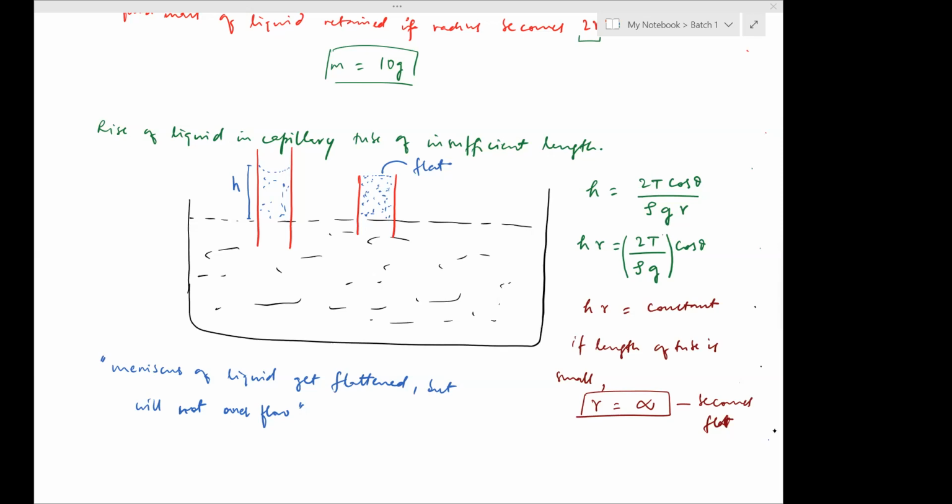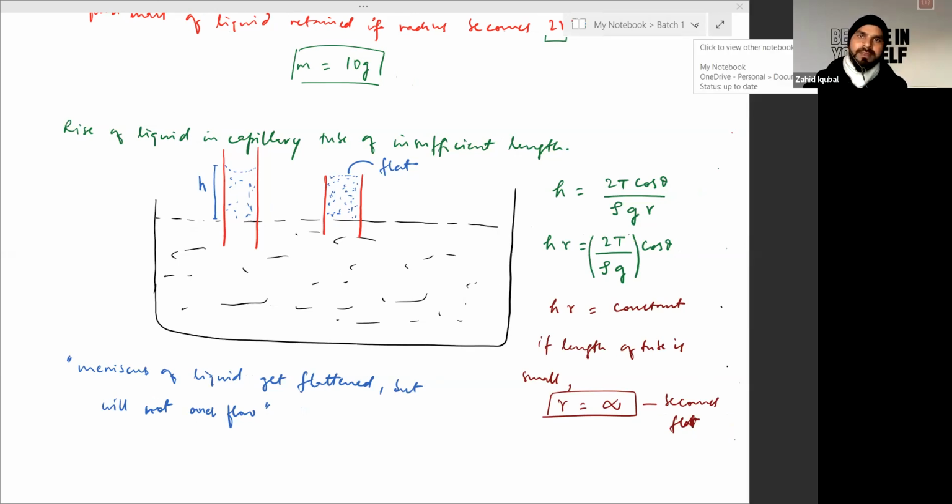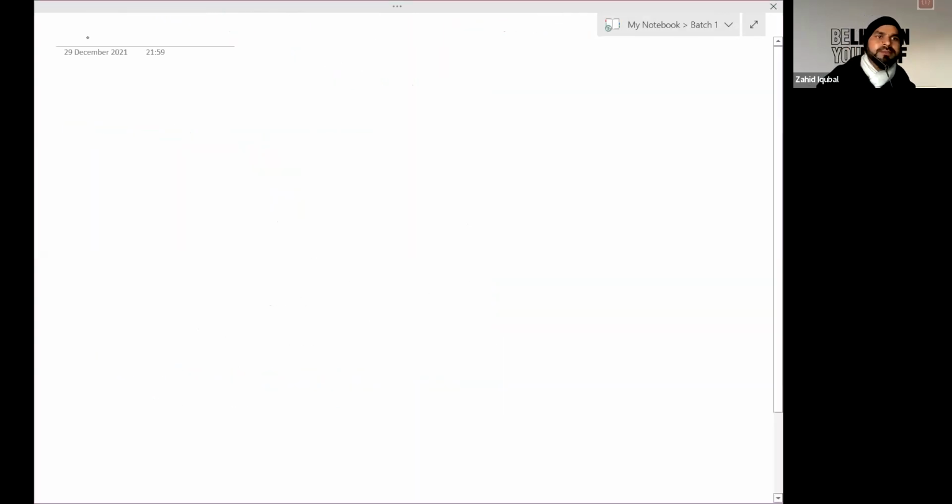Done. So this is all about this entire part, that is surface tension and its various applications, or hydrostatics. Next is hydrodynamics, or the study of liquid in motion. In this, we start with Newton's law of viscosity.